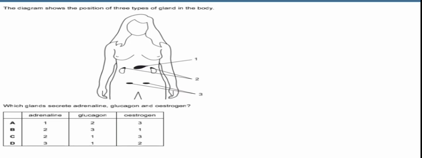Okay, the question is saying, which glands secrete adrenaline, glucagon, and estrogen? So the adrenaline is secreted by part labeled 2, which is the adrenal gland. Then the glucagon is secreted by part labeled 1, which is the pancreas. Then the estrogen is secreted by part labeled 3. So the answer is C. So we can underline C.